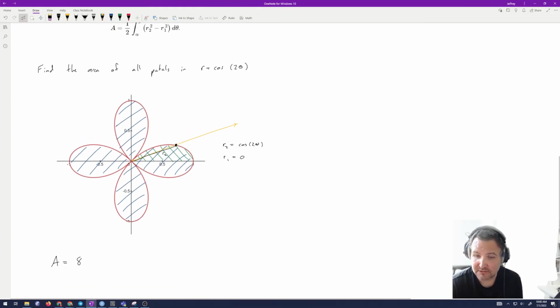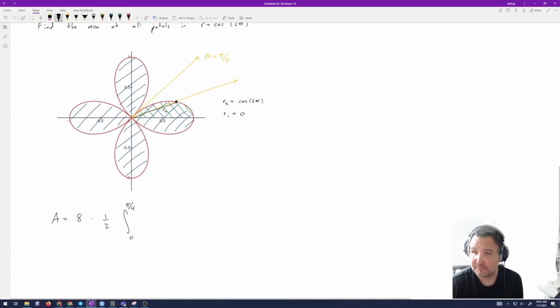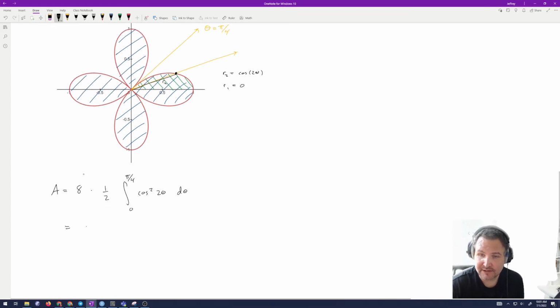But the area of one of those petals is, applying the formula above, 1/2 times the integral. Now I'm just going to integrate theta from 0 to here. And that's theta equals pi over 4. So I'm going to integrate from 0 to pi over 4 of r2 squared. So that's cosine squared 2 theta d theta. And that's it. That's a fairly simple integral. We just get 4 times the integral from 0 to pi over 4.